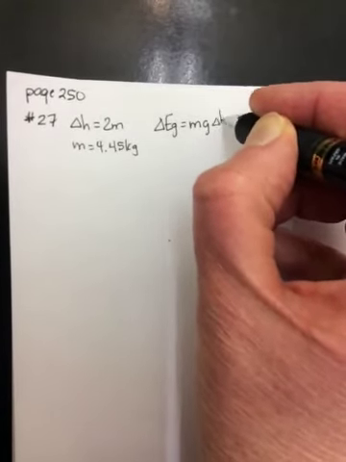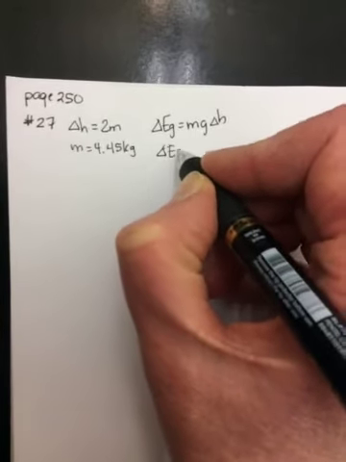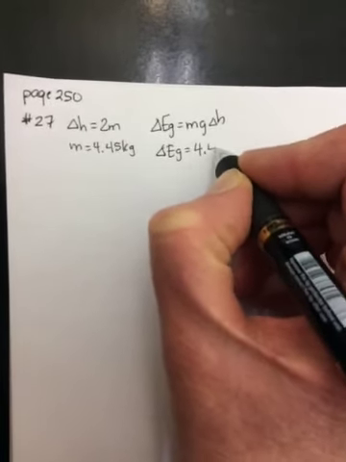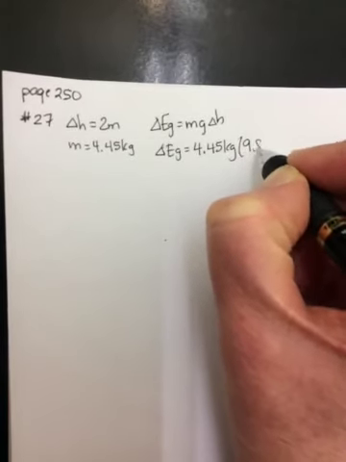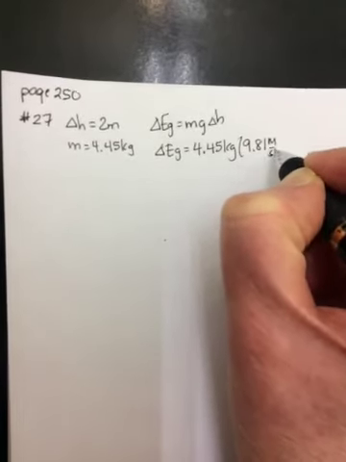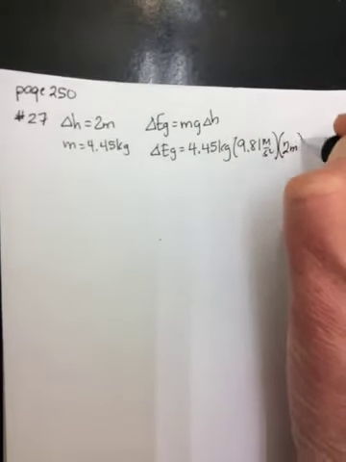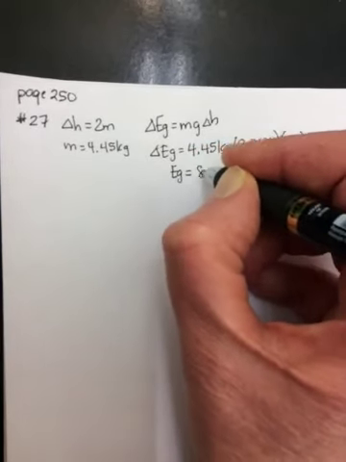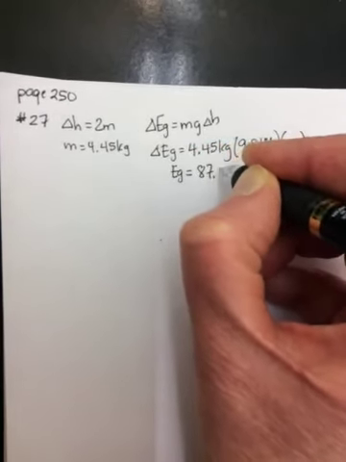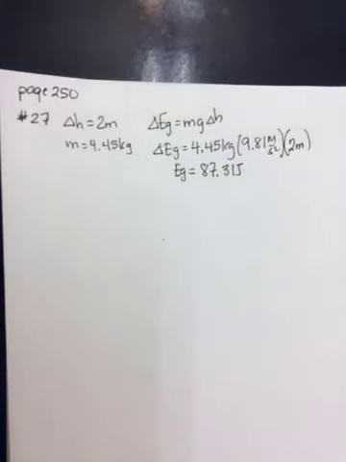mg, if you called it delta change, it'll be delta H. And so it's equal to 4.45 kilograms times 9.81 meters per second squared times 2 meters. And when you do this, you should get an EG of 87.31 joules, I believe.